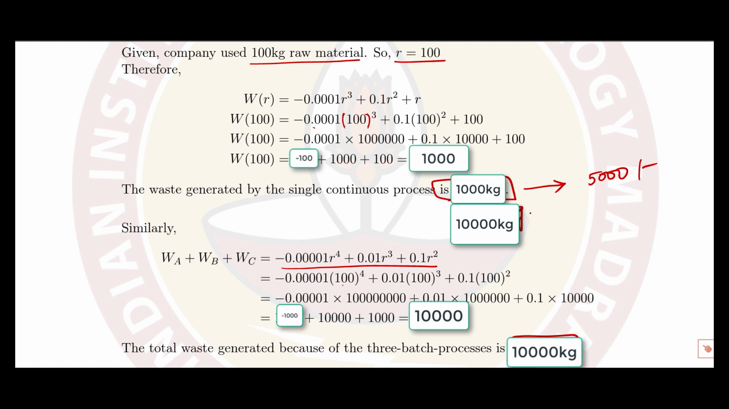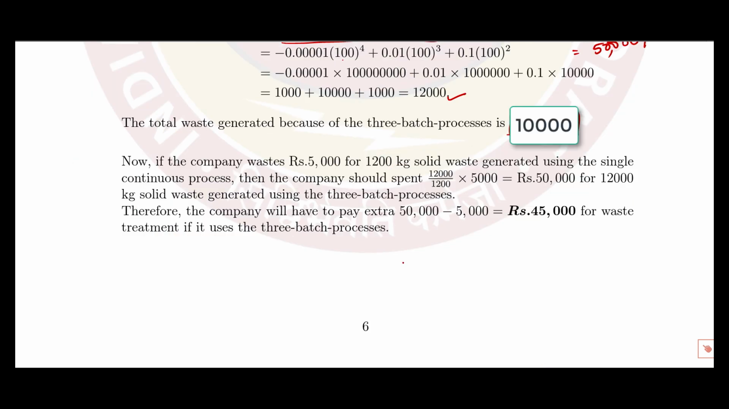But if 12,000 kg waste is generated, we have to spend 12,000 into 5,000 by 1200. So it cancels out in 10. We get 50,000 rupees. So 50,000 rupees will cost in order to treat this waste generated. So basically our X is equals to 50,000.